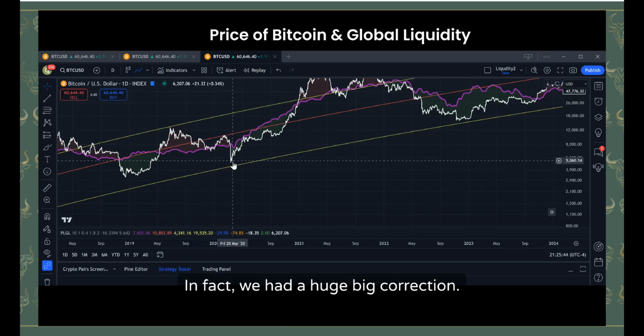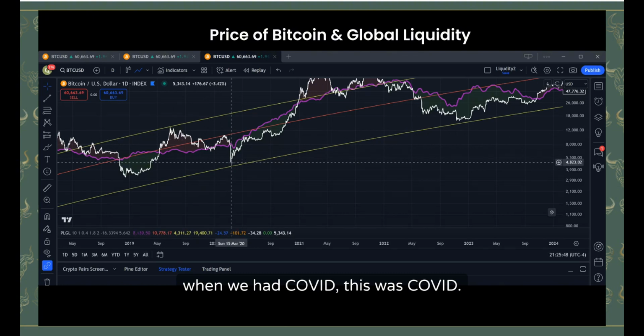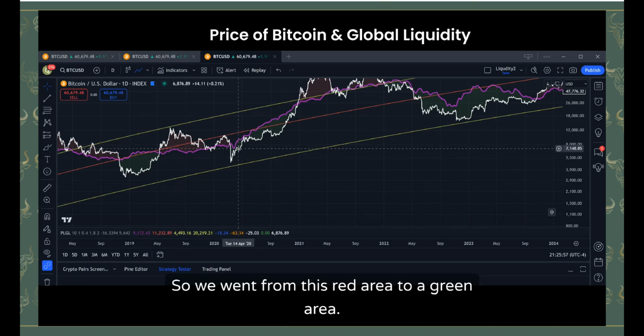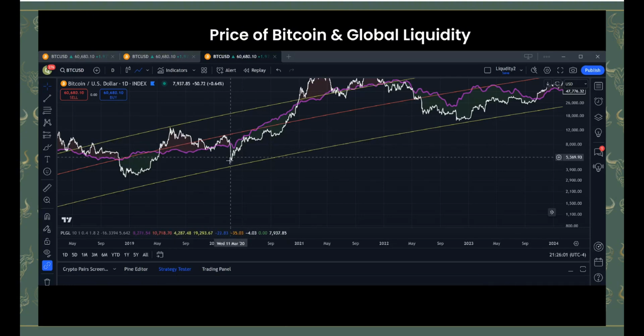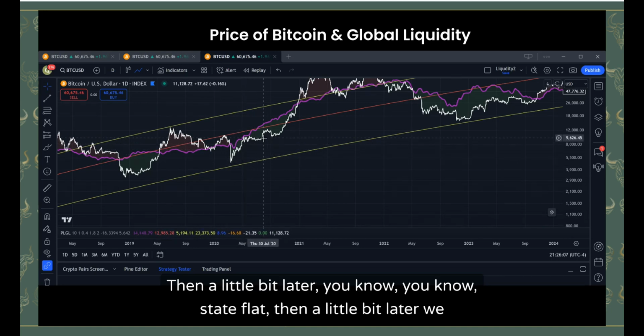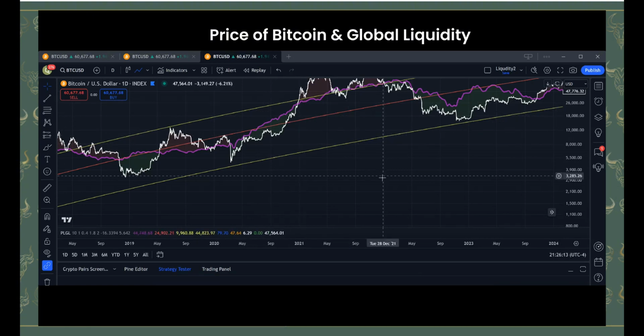In fact, we had a huge correction when we had COVID. This was COVID. And then that correction in price actually brought in the liquidity we needed. So we went from this red area to a green area. The bull market started because we reacted to that by the price bouncing back. Then a little bit later, when it stayed flat, then a little bit later we actually had a proper bull market.